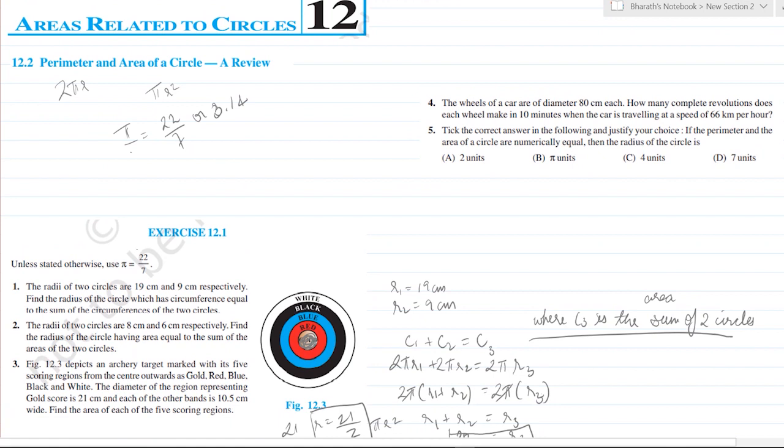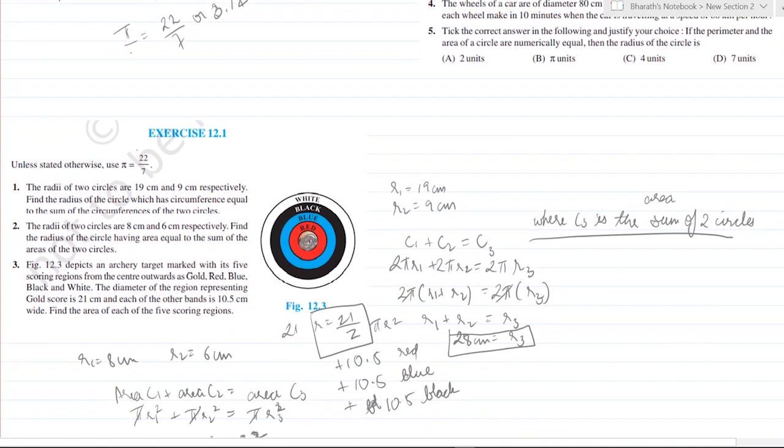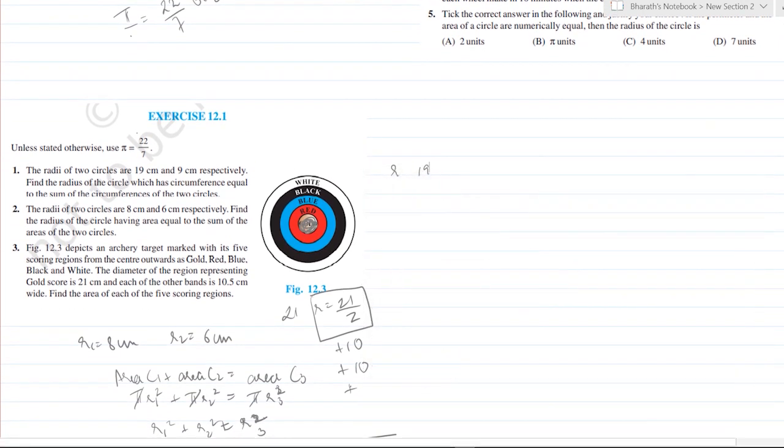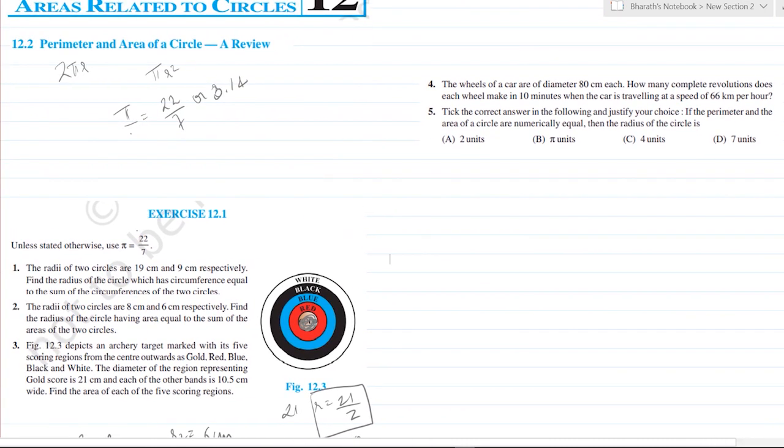And wheels of a car. The wheels of a car have diameter 80 centimeters. So here let's go to the fourth question. D is equal to 80 centimeters, right? So R will be 40 centimeters, diameter divided by 2. How many complete revolutions will each wheel make in 10 minutes?